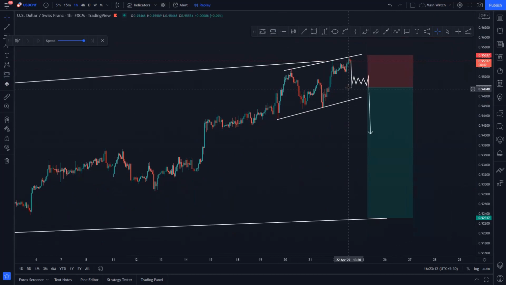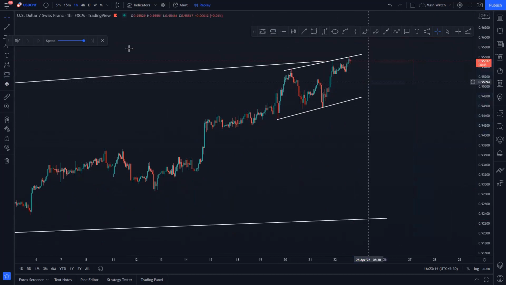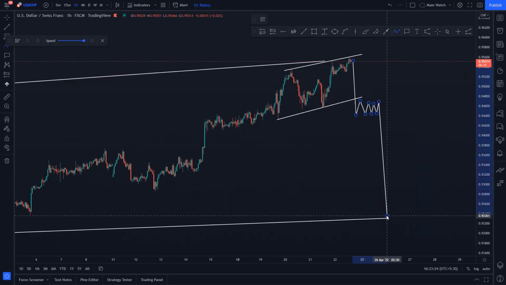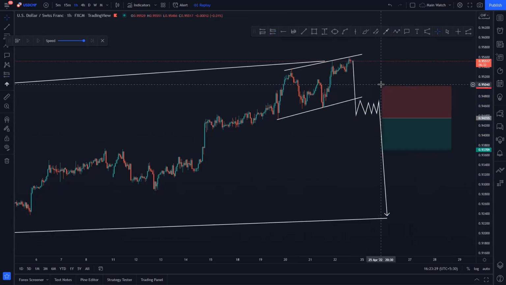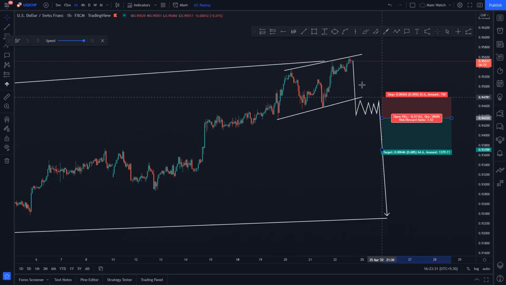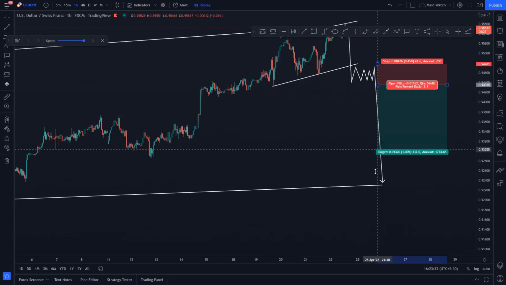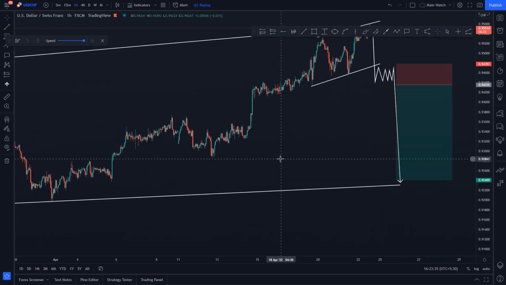What is a reduced risk entry setup you can take? You can take it like this. So it's up to you how you're going to get involved in this trade. But the price action structure is very clear. And this was the complete analysis of USDCHF. I hope you understand this. I hope you like this. Okay, that's great.